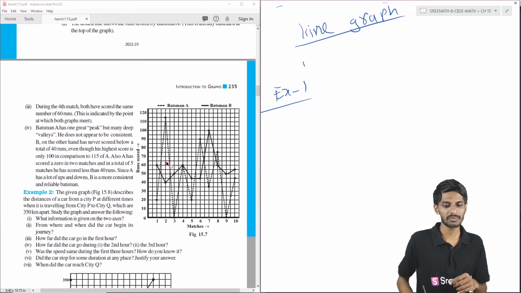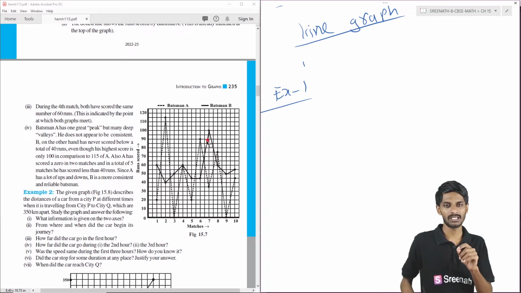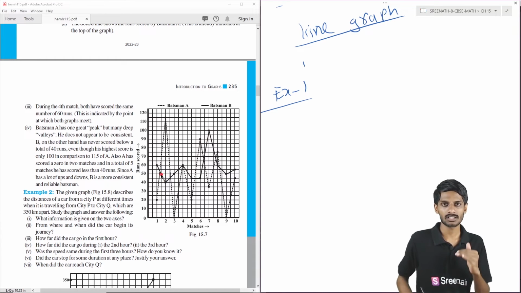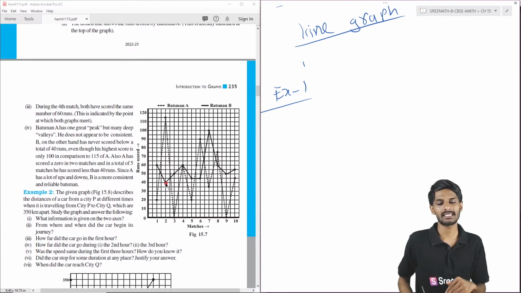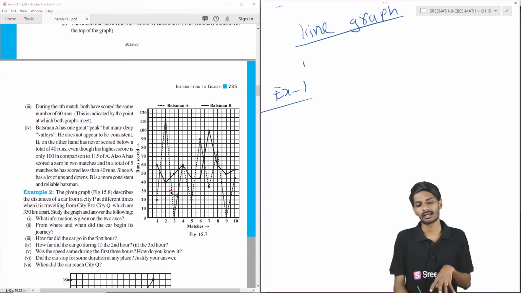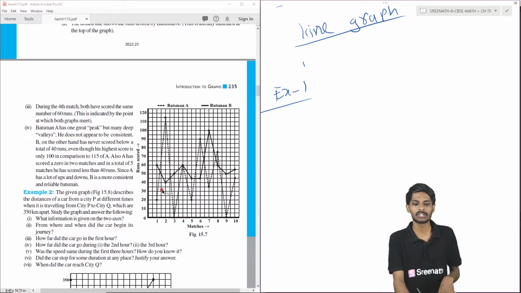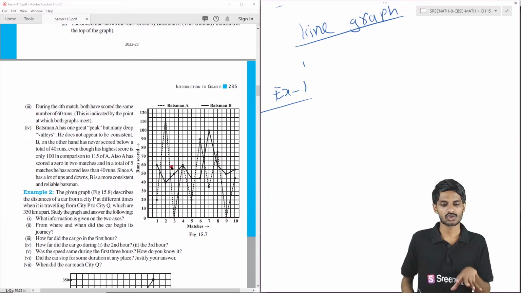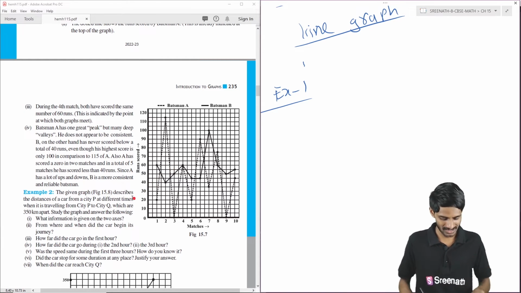But in batsman B, even though he has only one peak, he does not go down beyond 40 runs in any match. At least he is scoring 40 runs in every match. Beyond that he didn't go. So he is consistent. He is a steady batsman, students. We can judge like that.